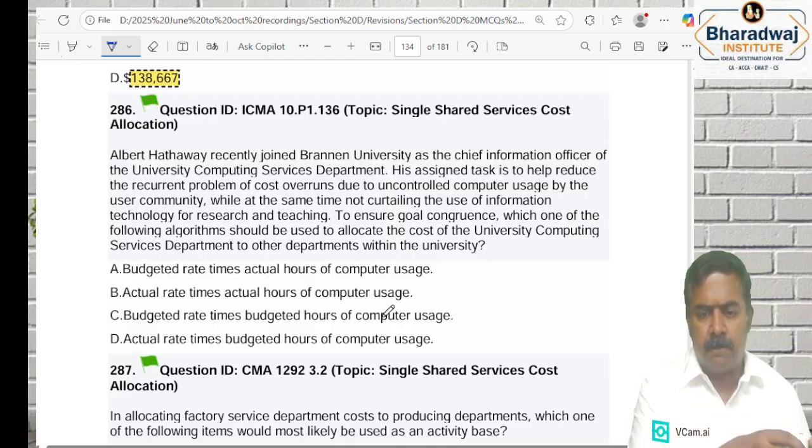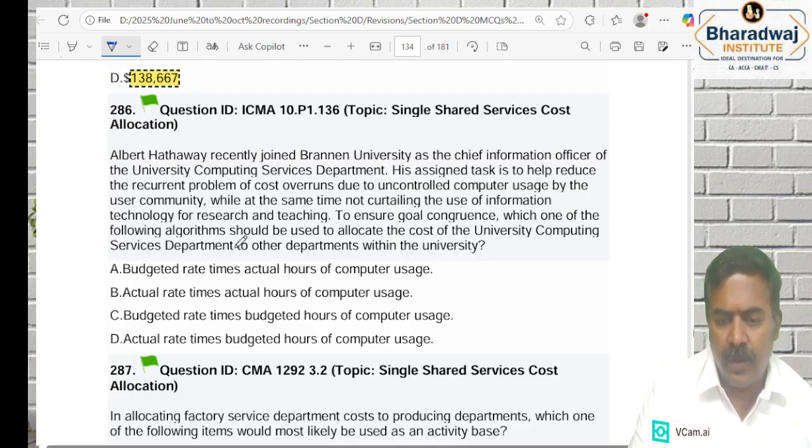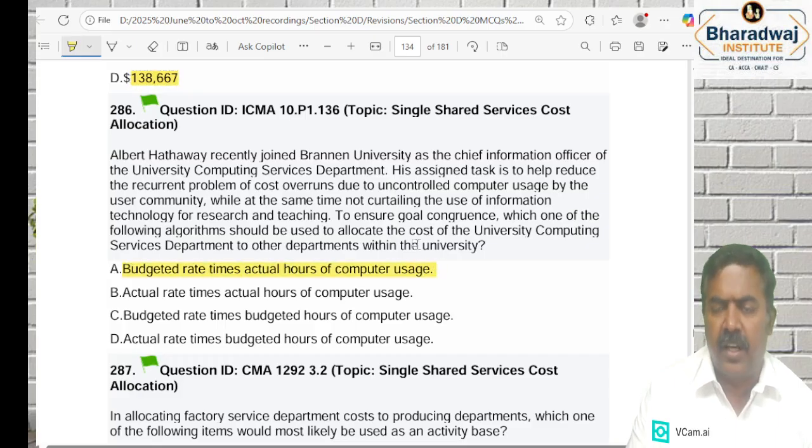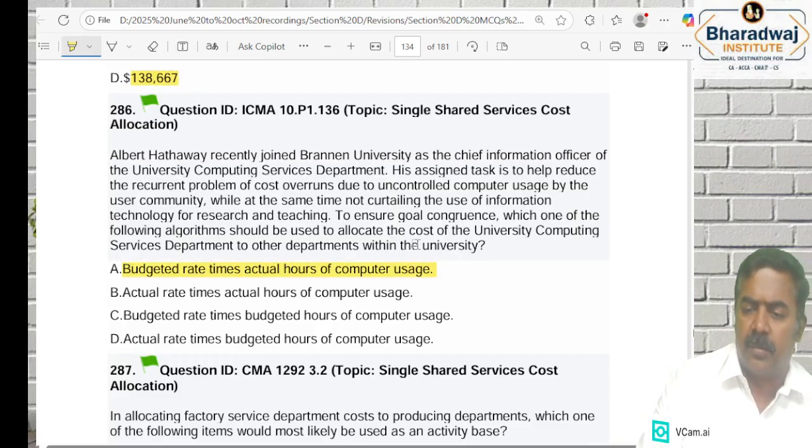Option A, sir. Activate. The algorithm should be used to allocate the cost of university computing service department or other departments. Budget rate into actual hours. We work out the budgeted rate into the number of hours used.